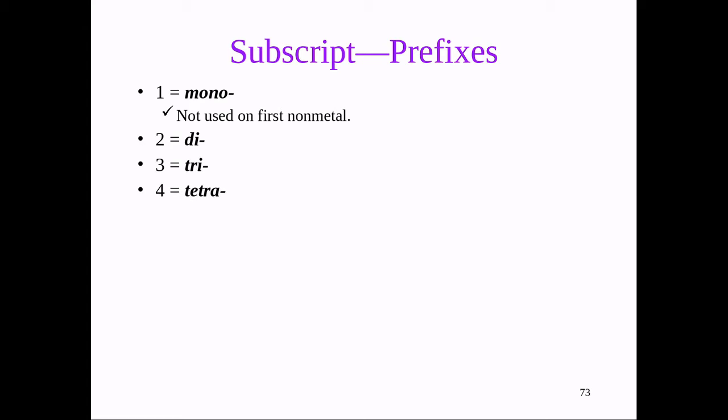So what are these prefixes? If it's a 1 subscript, we call it mono. 2 is di, 3 is tri, 4 is tetra, 5 is penta. So you can often think of like a tetrahedron or a tetragon or a pentagon that has 5 sides. Hexa for 6, hepta for 7, and octa for 8.